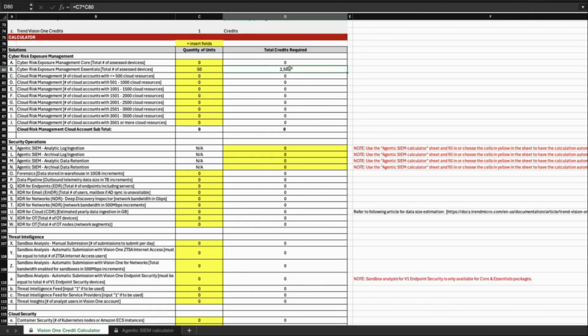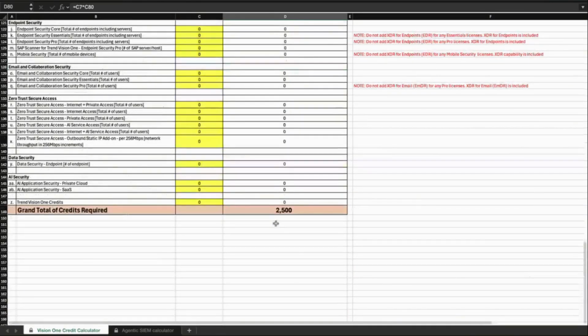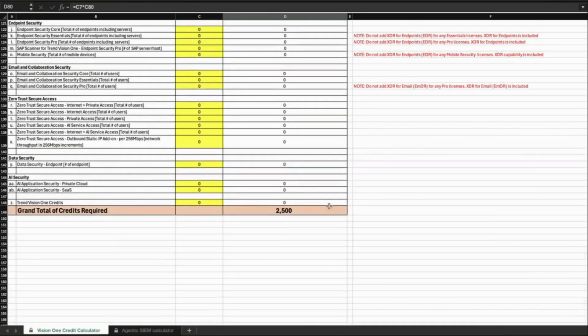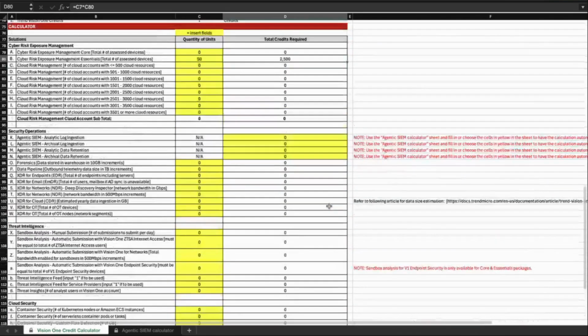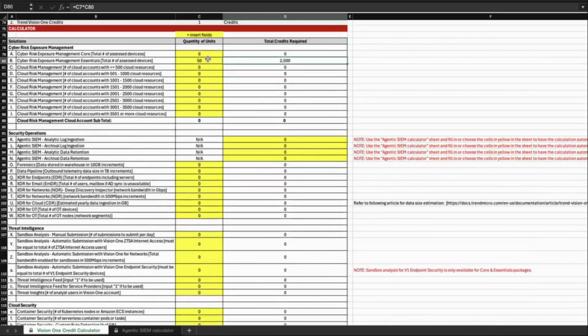If you're doing just one product, you can stop here. That's your amount. If you scroll down, that's your total. That's usually not how we sell Vision One. There's a couple of components that customers tend to buy. So let's fill this out.